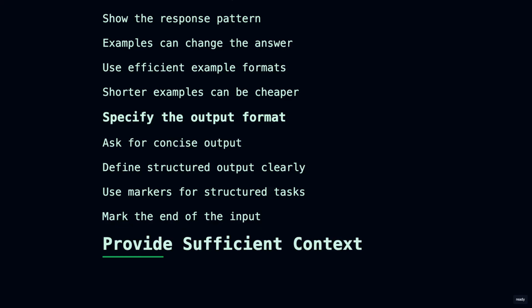In this section, we'll look at why context matters so much for model performance. The basic idea is simple. Better context usually leads to better answers.